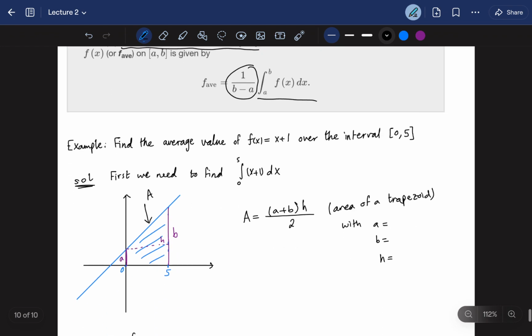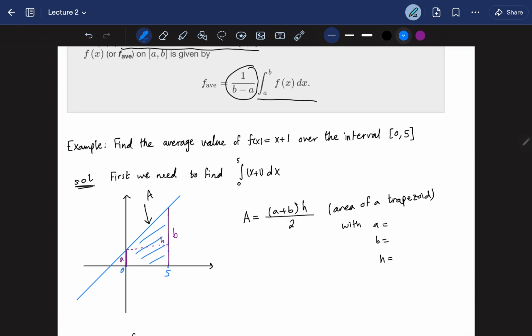Let's do a quick example on finding the average of a function. So if I take my function to be x plus 1 on an interval from 0 to 5, and I just want to find the average value. The first step, obviously, is just finding the integral from 0 to 5 of my function. To find an integral, I can easily just graph my function. So this line is just x plus 1. And I'm taking it from 0 to 5.